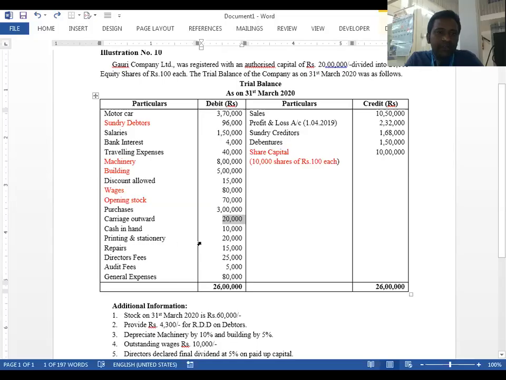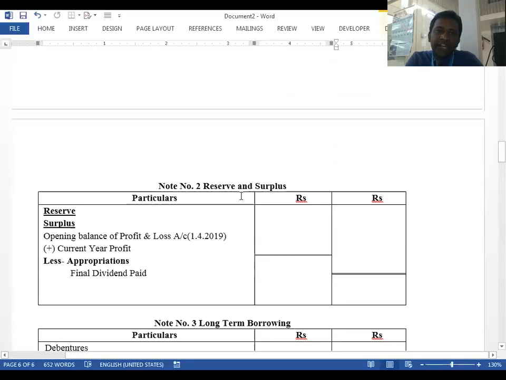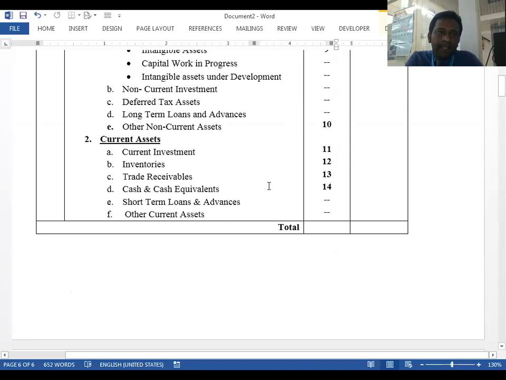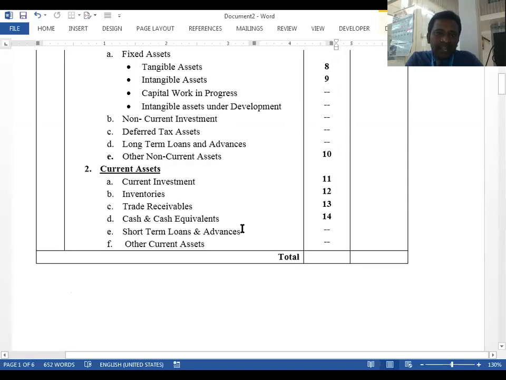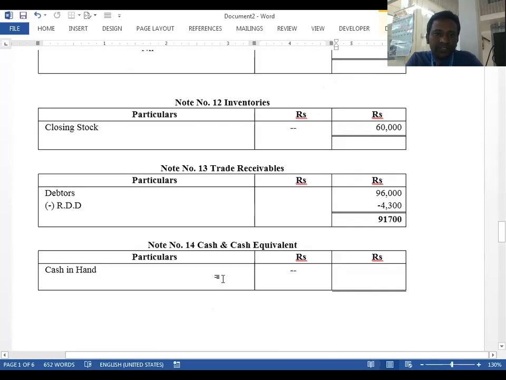Then cash in hand. We have separate notes under the current asset, that is cash and cash equivalent. See here. Basically, cash in hand and cash at bank fall under the current asset, that is cash and cash equivalent, and we have separate notes in this regard. Notes number 14. See here, cash in hand.